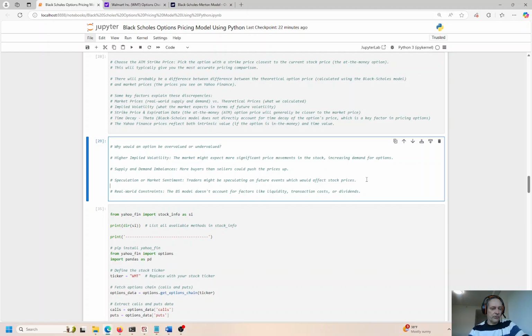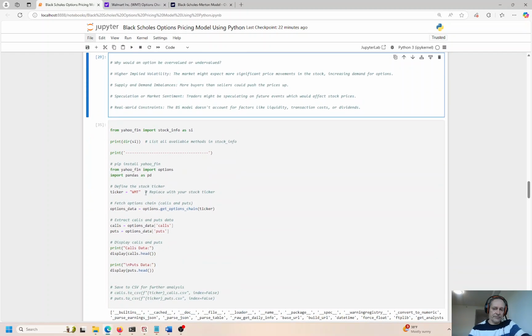American options can be sold at any time, right? So European options have to be held to maturity. American options can be sold at any time. So Black-Scholes won't really capture these nuances. It was never really designed for those types of special conditions for the option.